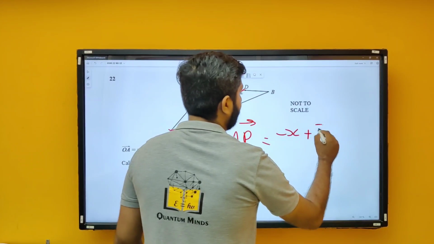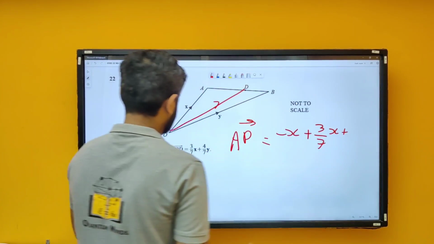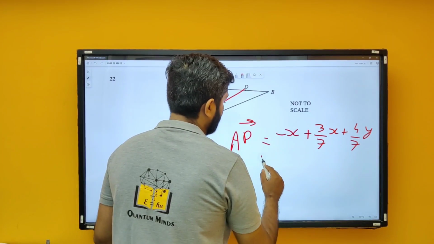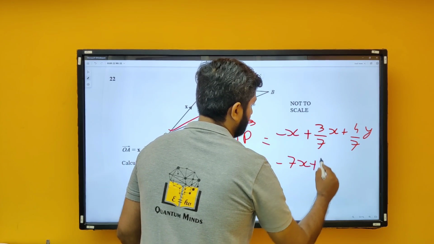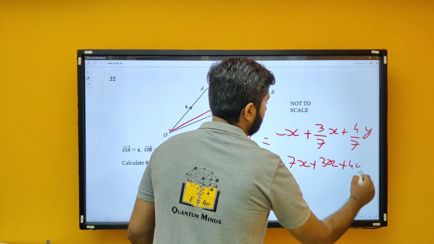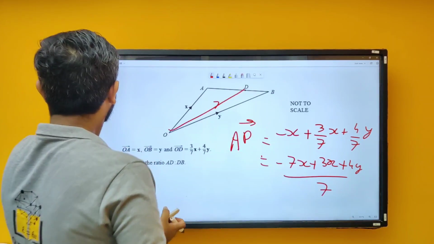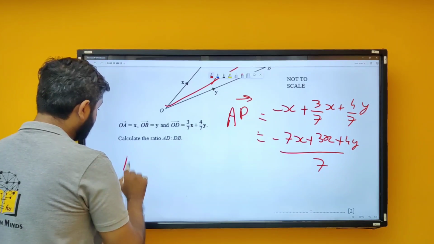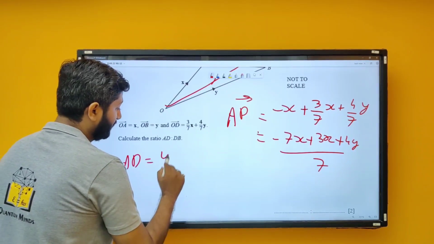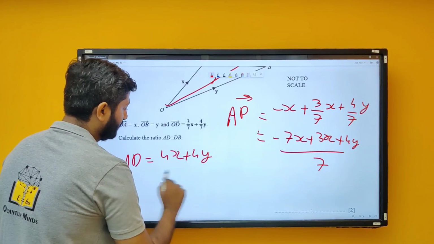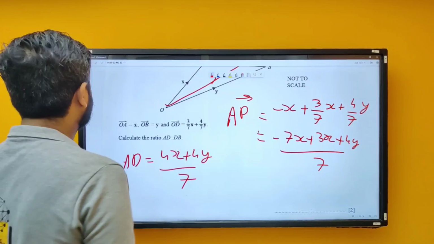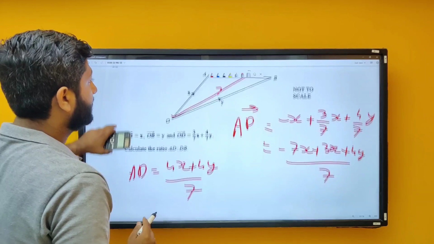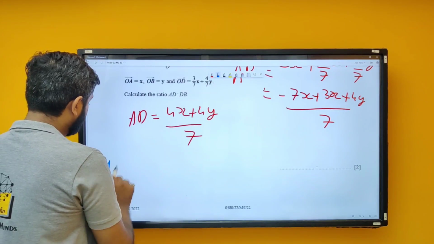OD is 3 by 7x plus 4 by 7y. If I take 7 as LCM, I have minus 7x plus 3x plus 4y by 7. So I can write my value of AD as 4x plus 4y upon 7. Now in the same way, let me find DB.